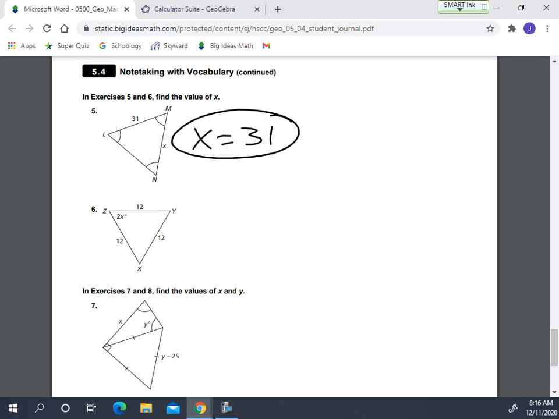Okay, number 6, they said that all side lengths are 12, which means all angles are the same. So this is 2x, and this is 2x. We have to find the value of x. Well, we know that 2x plus 2x plus 2x is equal to 180, right? Because three angles of a triangle, they all add up to 180. If we combine like terms, we get 6x is equal to 180, and that x is equal to 30.